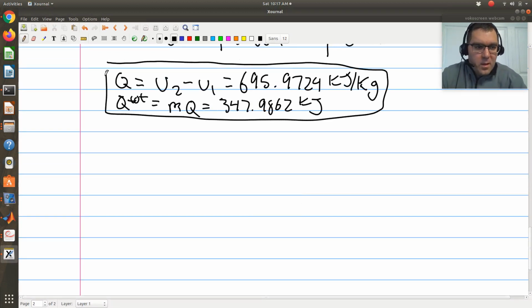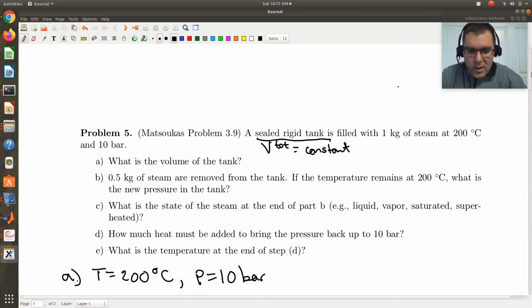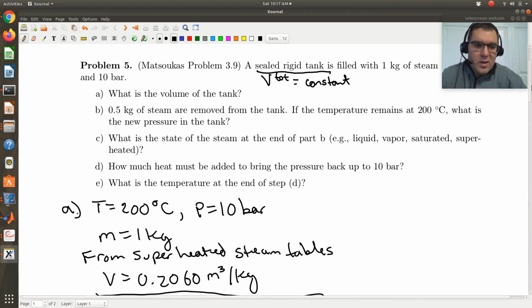Okay. Cool. So I calculated the heat required. We've got that, and then we have the temperature. Problem solved. Hope that helps. Let me know if you have any questions.